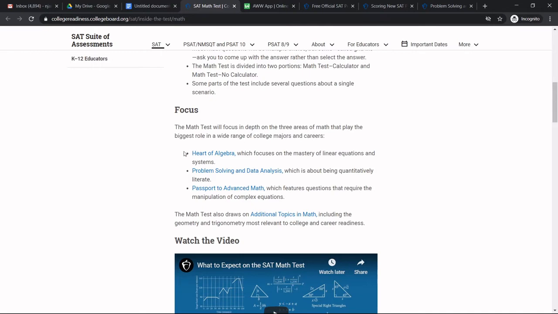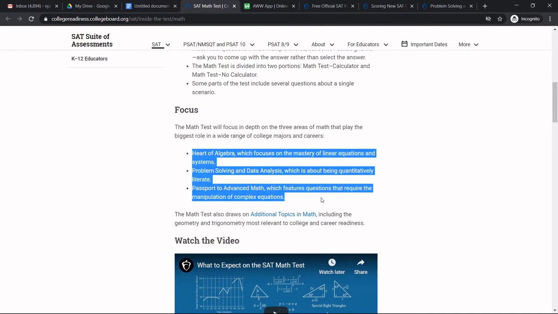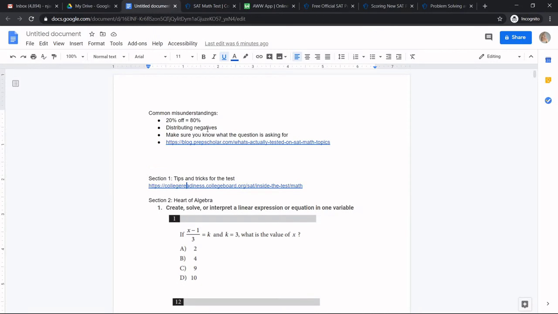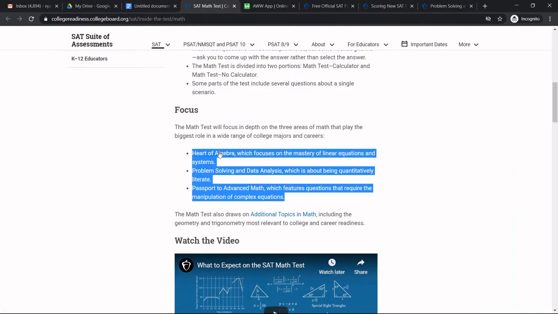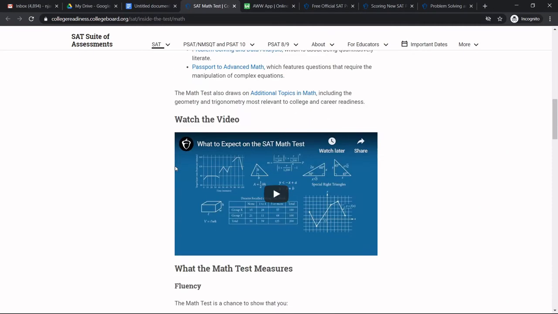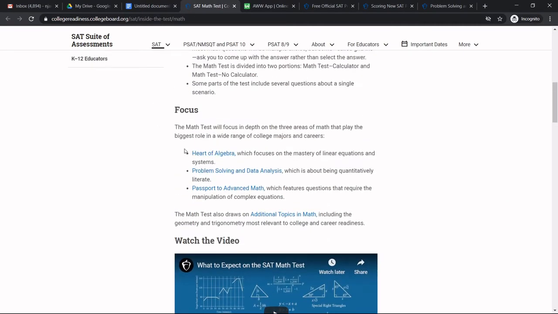In the test itself, there are 3 major areas that we'll be going over. I prepared a lot of problems for each specific topic that they'll be covering. Each of these 3 sections will be approximately 30% of the test. And then this last additional topics in math is just geometry, some basic trigonometry, sine, cosine, and parallel lines, things of that nature.